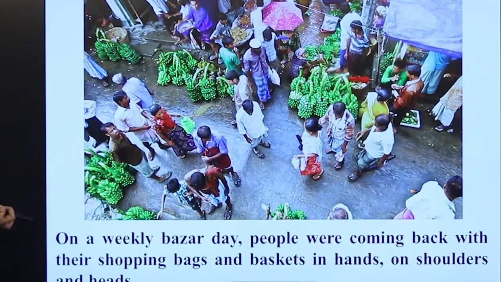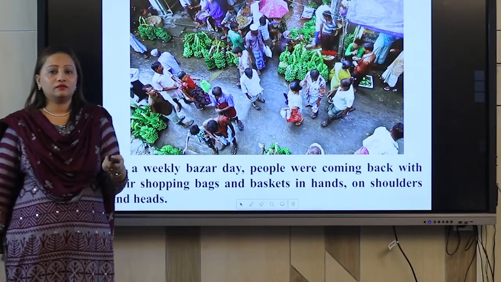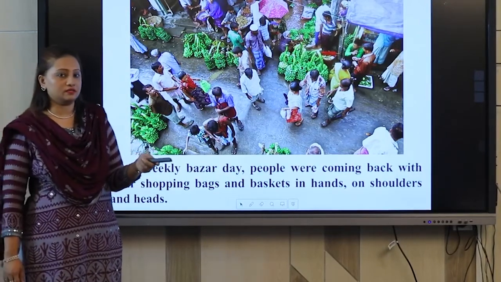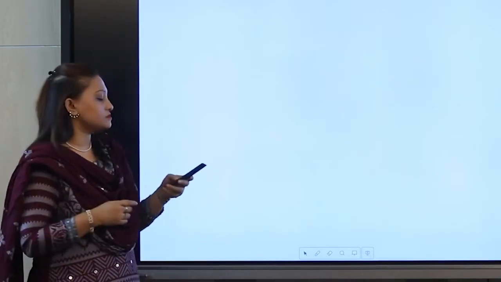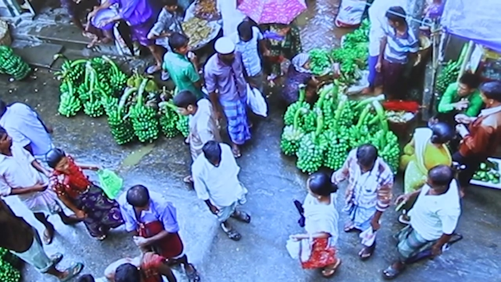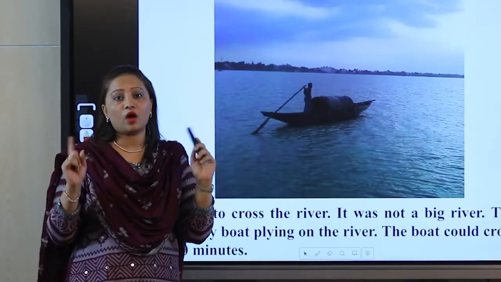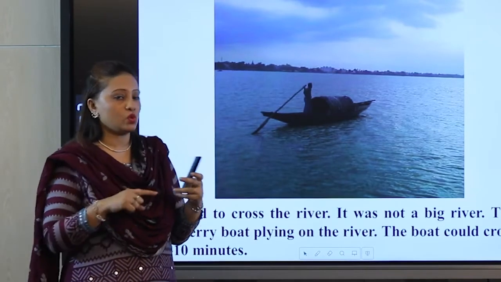This is the bazaar day. Actually in villages there is a specific one day in a week. It's called bazaar day or haat day. So Jamil is the main character of the passage. You can see the villagers are buying their things from the bazaar, and this is the river which they need to cross. Jamil was the narrator and what he said in the story.